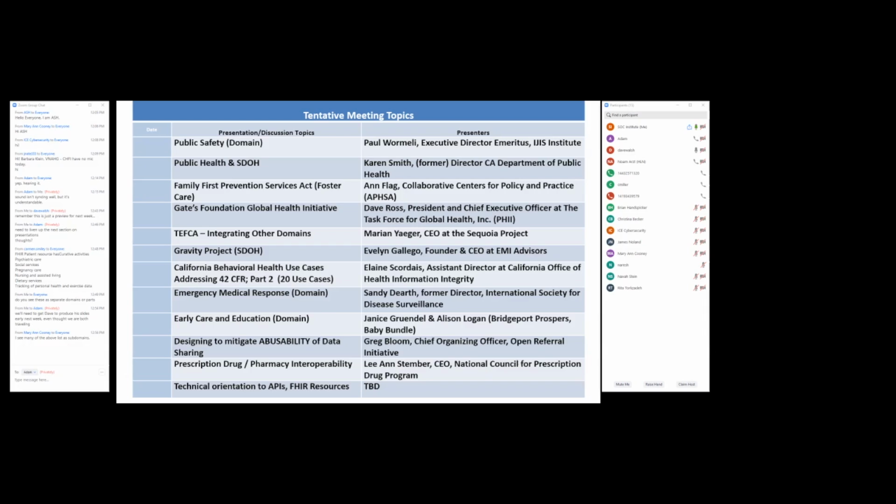We had a presentation on TEFCA, and certainly there's a lot more to do on that. There was some discussion last week about understanding that from the Sequoia Project's perspective, as they look at trying to stitch this together and create more standards and approaches. I haven't spoken to Marianne directly yet, but I know that she'd be interested in it. I'm hoping she would be. Then there's the Gravity Project, and I've spoken with Evelyn on that. You're probably familiar with Gravity to a certain degree, but it's looking at coding for the social determinants in particular, and trying to get some standardized approaches there.